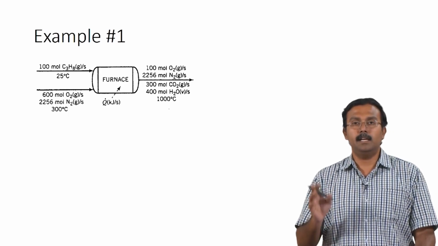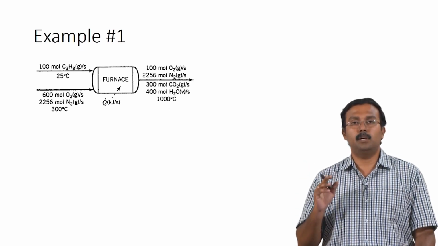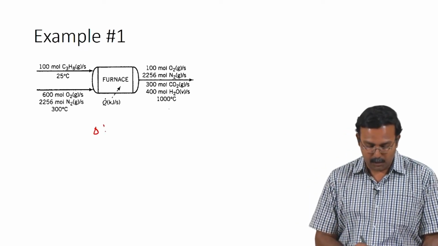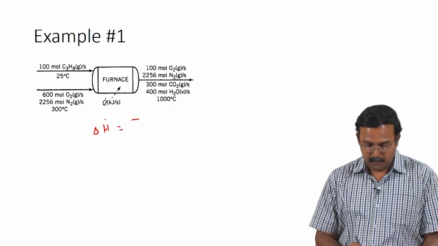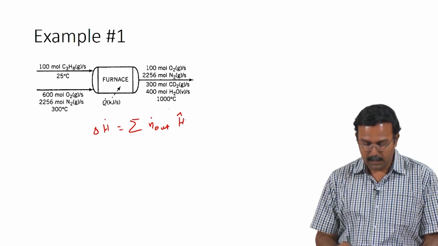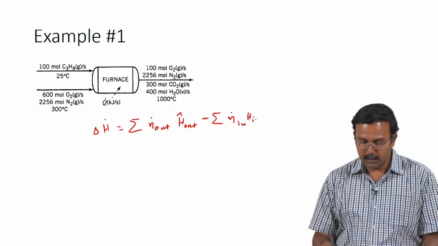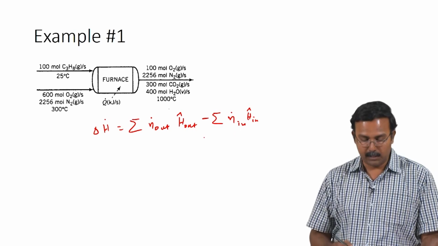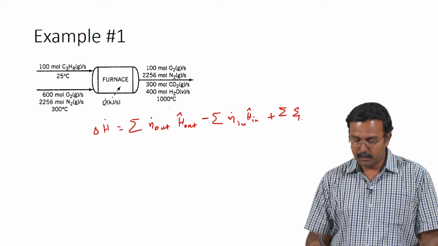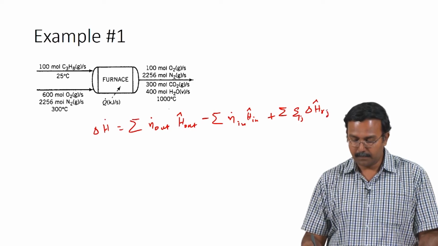However, in addition to these two, you also have to account for the heat of reaction. So, how do we account for the heat of reaction? The equation delta H dot, which was just the sum of N out dot H cap out minus the sum of N in dot H cap in, which is the equation we had been using till now, would now have another term, which is the sum of xi j delta H r cap j.